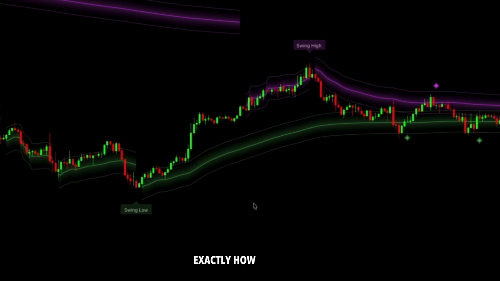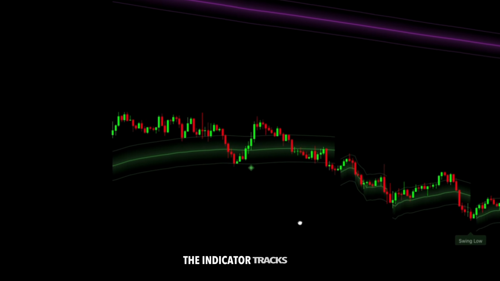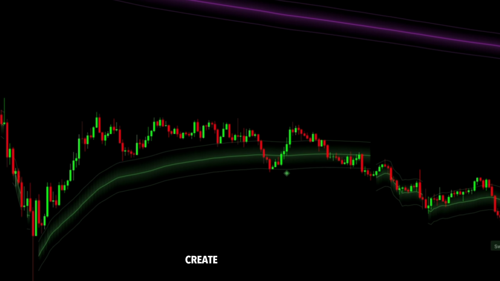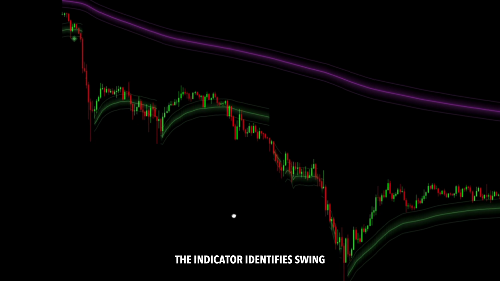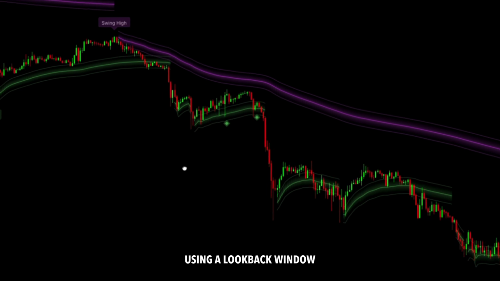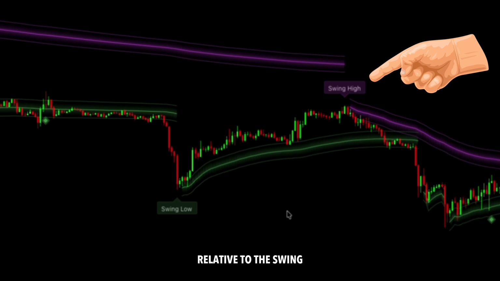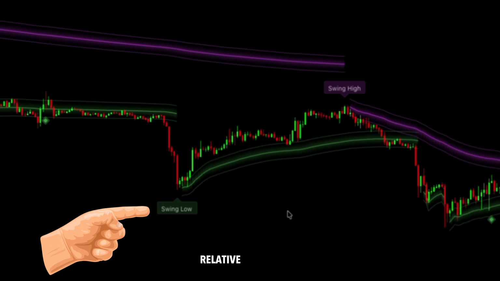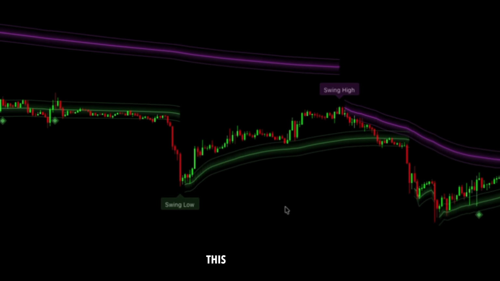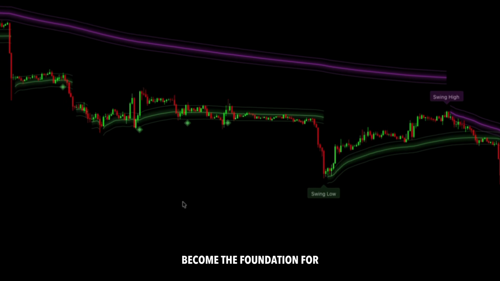Let me break down exactly how the swing structure bands work under the hood, because understanding the logic will help you use it more effectively. The indicator tracks three core elements that work together to create the adaptive bands. First, swing detection. The indicator identifies swing highs and swing lows using a look-back window. A swing high is detected when price forms a local maximum relative to the swing look-back period. A swing low is detected when price forms a local minimum relative to the same look-back period. This is not rocket science, but it is essential. These swing points become the foundation for everything else.